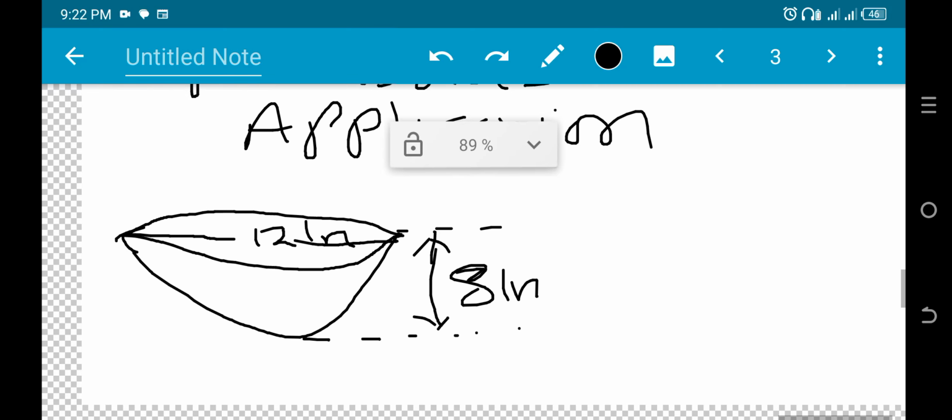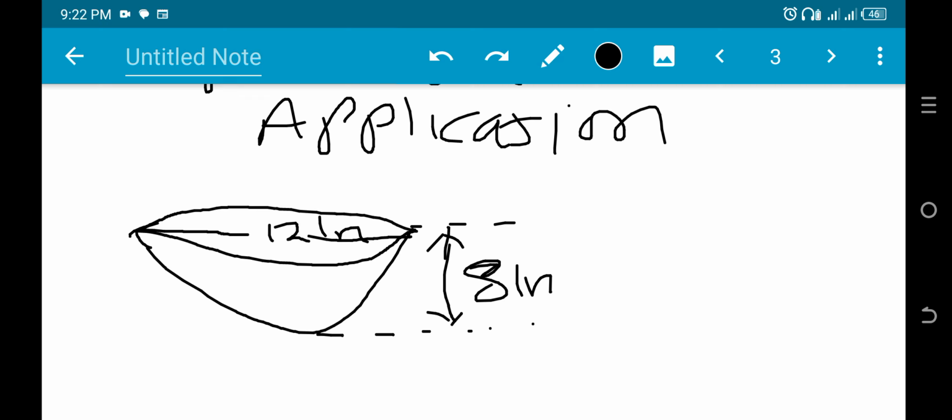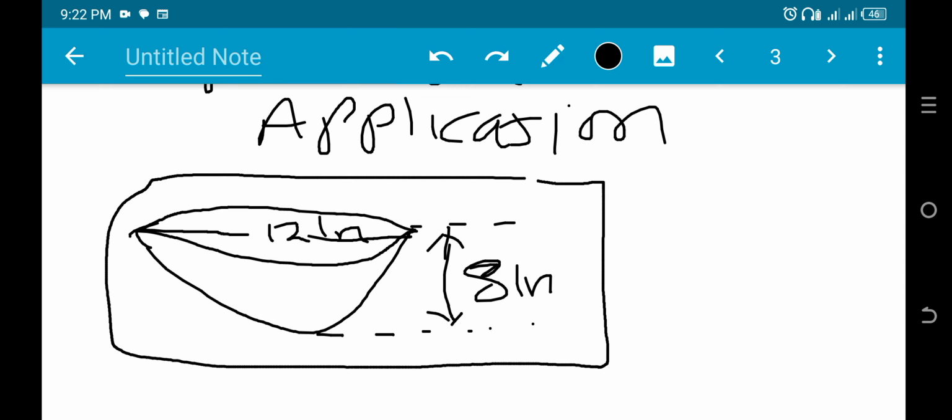Most questions come in picture form, the diagram form, or in word form. The moment you understand the diagram form, you will be able to interpret questions even from the word form and bring them to diagram form.